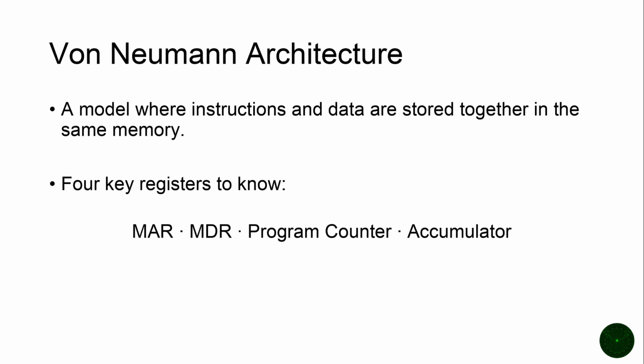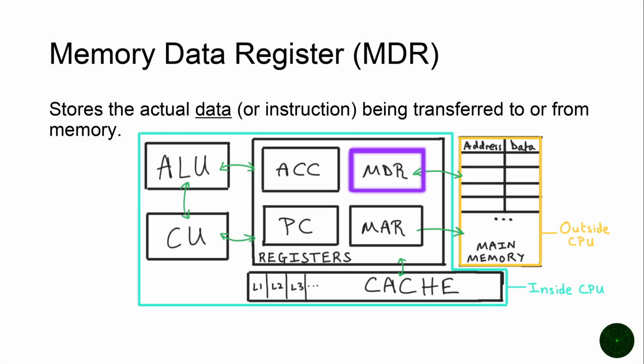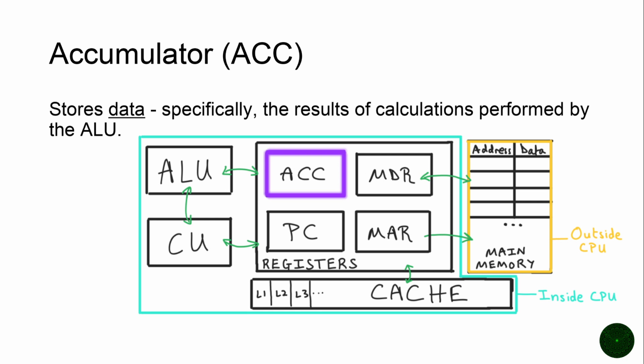OCR listed these registers specifically, so let's go through them. The MAR stores an address, the address of the memory location that's about to be read from or written to. Address register stores address. The MDR stores actual data as it's transferred to or from memory. Data register stores data. The PC stores an address too, the address of the next instruction that's going to be fetched. We actually saw this one already, back in the fetch stage. And finally, the accumulator stores results of calculations done by the ALU. It's where the answer to a calculation sits, ready to be used next.